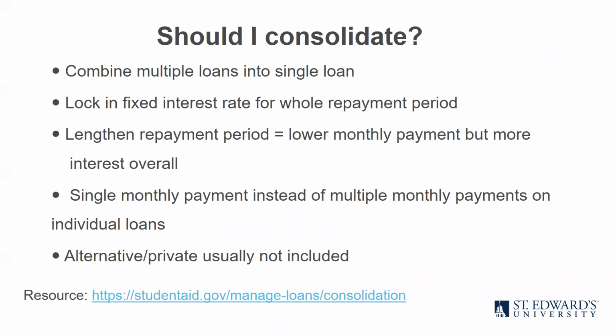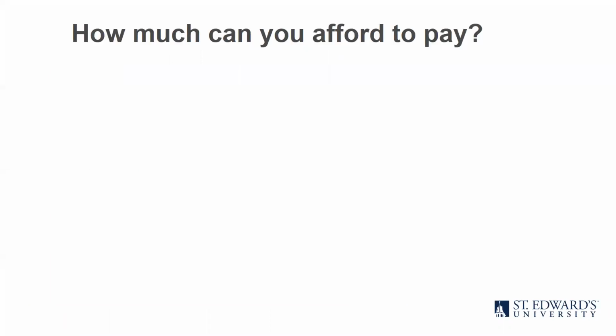But you will have a single monthly payment rather than your payment divvying up into smaller monthly payments onto different loans. With consolidation, an alternative or a private loan, such as a college access loan or a bank loan, cannot be consolidated with your federal loans. Those will always stand alone. So consolidation can be a benefit, but you can look at different loan calculators and see how it would work out for you. So a little bit about budgeting.